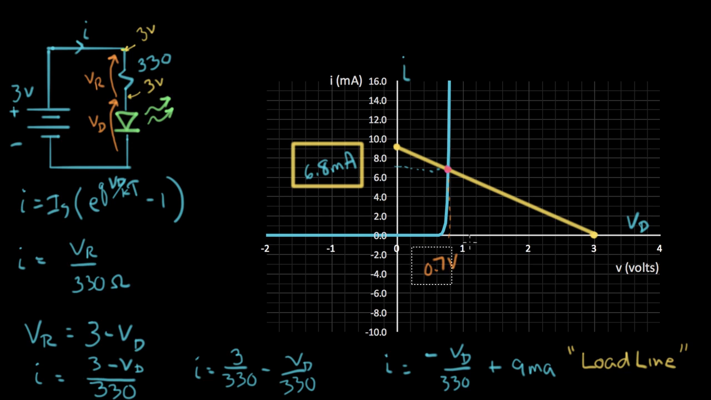So now we've actually solved our circuit using a graphical technique. Let me erase this a bit to clean it up. Let me take out these two things here. That was just the resistor load line that we were talking about. And now for our solution, we have I equals 6.8 milliamps, and V diode equals about 0.7 volts. So that's how you do a graphical solution with a diode.